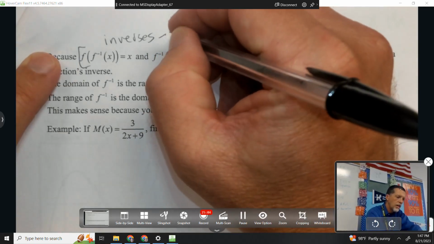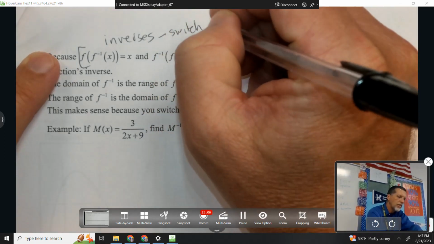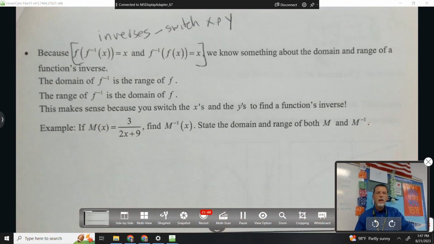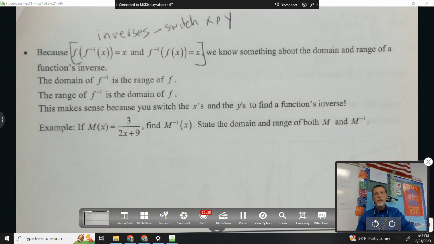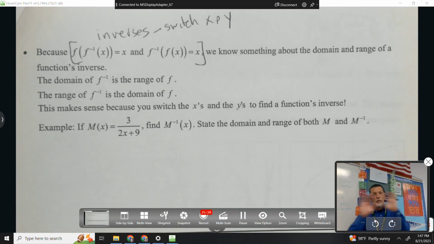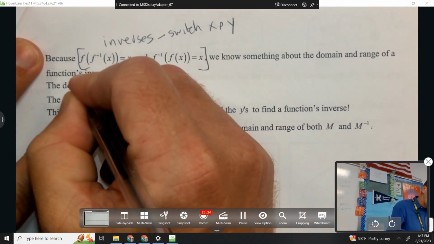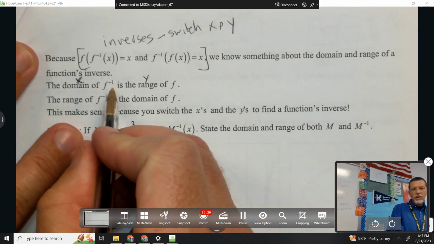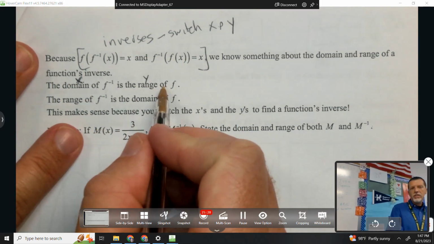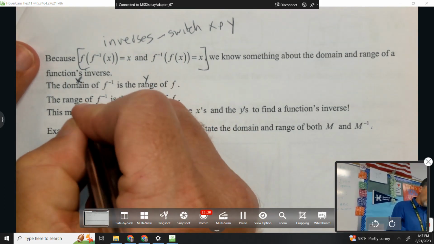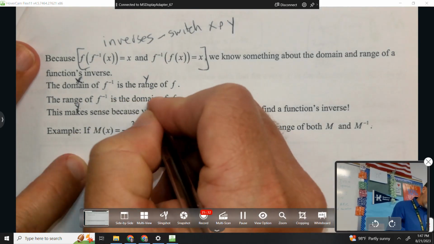With inverses we switch x and y. So even without knowing an inverse, I can know an inverse's domain and range because they're just going to trade places, because domain goes with x and range goes with y. So the x values of the inverse were the y values of the function, and the y values of the inverse were the x values of the function.